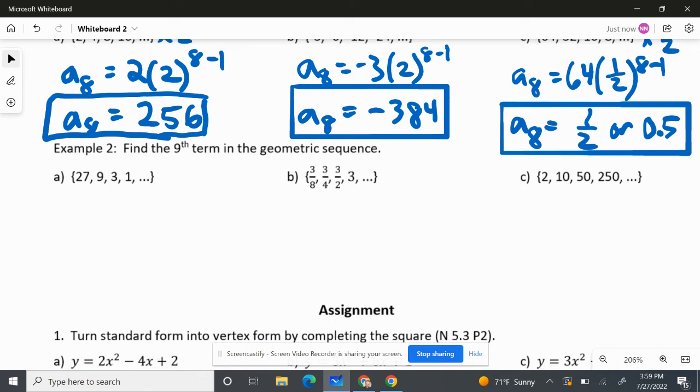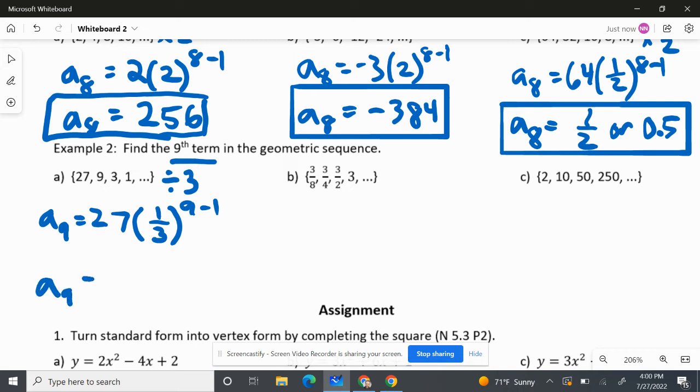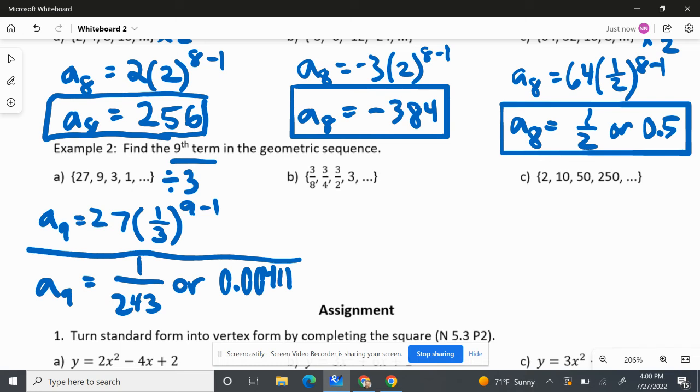So for example 2, we're finding the 9th term this time. So we're going to go a sub 9 equals 27. Notice that we're dividing by 3. So when we divide by 3, we're going to multiply it by 1/3, and then it's 9 minus 1. We're going to take the 1/3, raise it to the 8th power, and times it by 27. You can have the fraction answer, which is more exact, 1 over 243. Or if you want the decimal answer, 0.00411. Either one of those is correct.